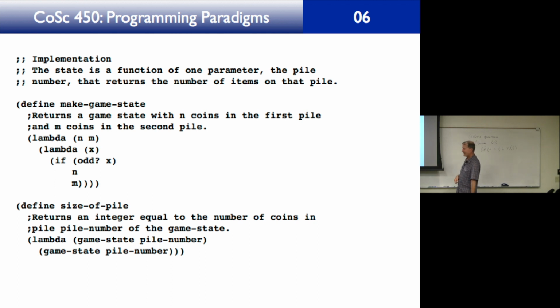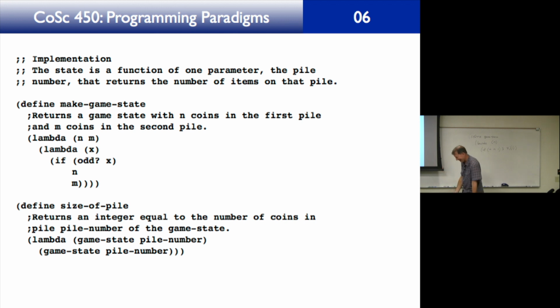So does make game state get passed through for that, like the game state? Game state gets passed. Game state is the parameter, not make game state. Make game state is never a parameter itself, but instead it returns a function. So instead of game state being an integer, game state is now a function. And it's game state that is getting passed. Okay, so what part is confusing? Just at the bottom where it says game state pile number, I'm confused about how that actually does anything.